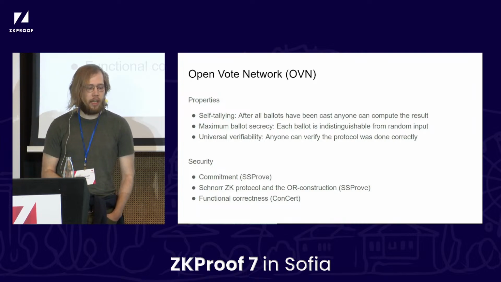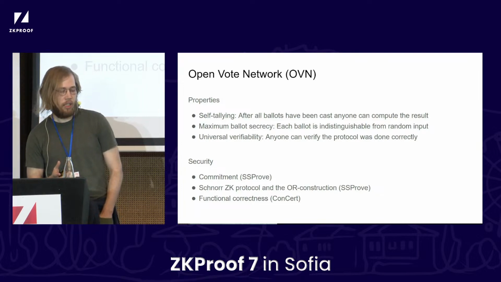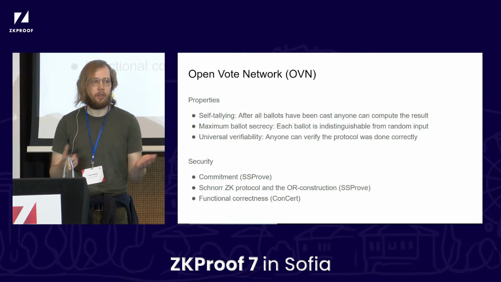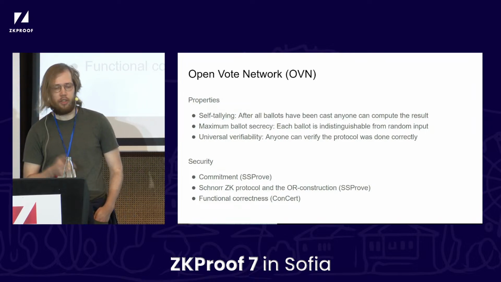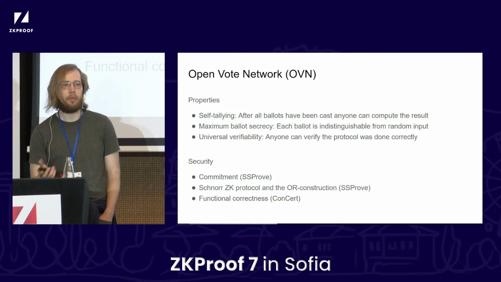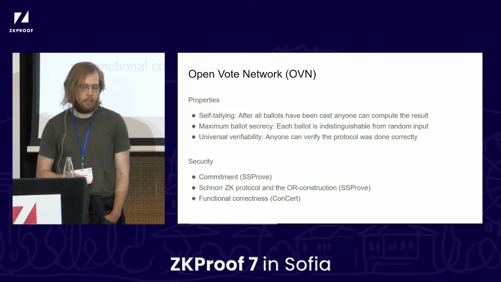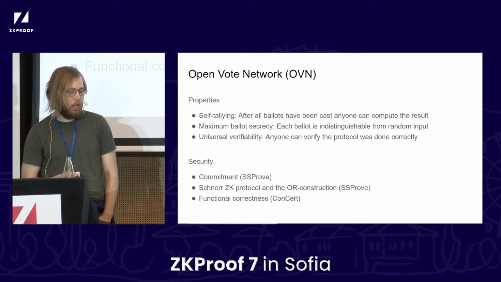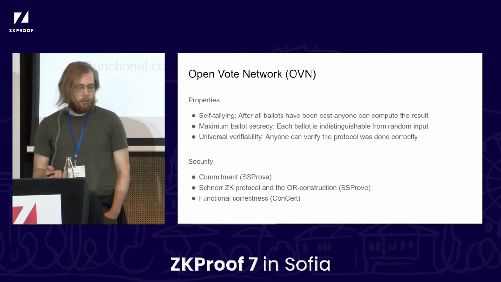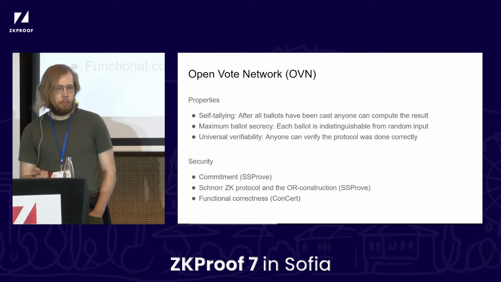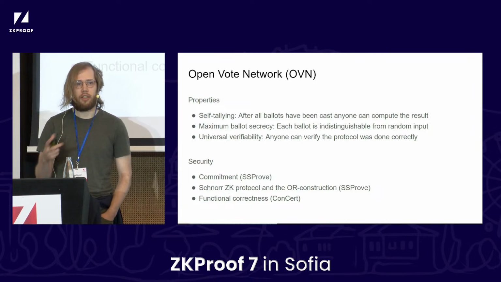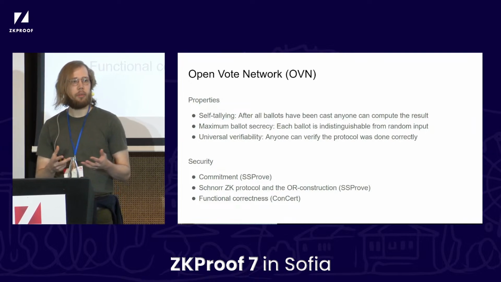The next property we have is maximum ballot secrecy, which means that you can actually not see what people are voting given the result. So all the ballots are indistinguishable from just some random input, which is the security property we want. And finally, you have universal verifiability, which again has some ordering properties, so anyone can verify that the protocol was actually done correctly, so the run of the protocol was done correctly.